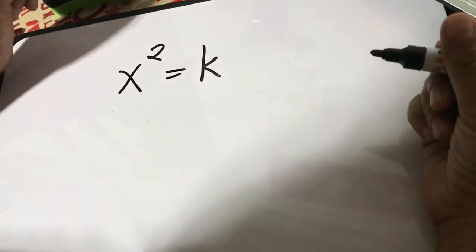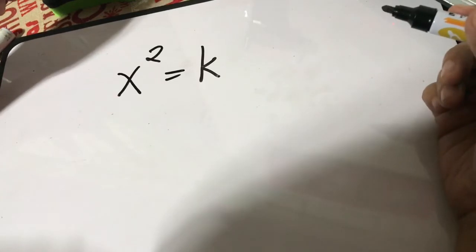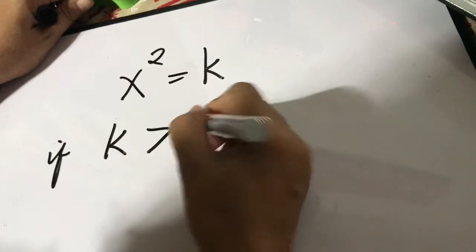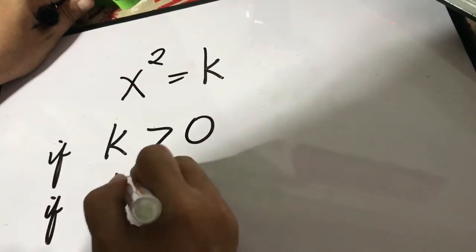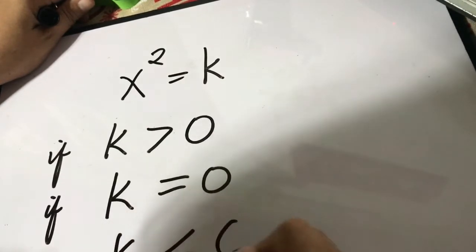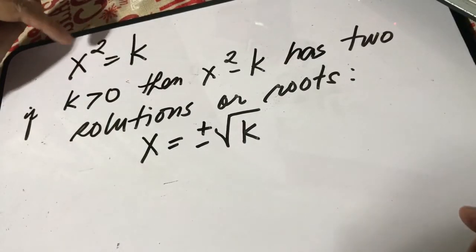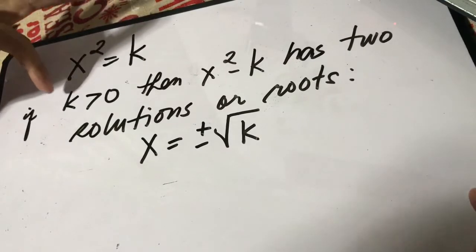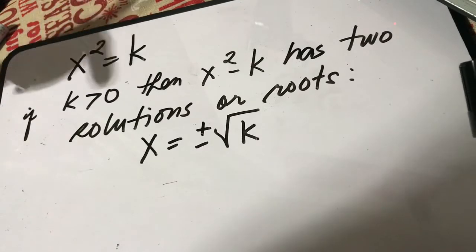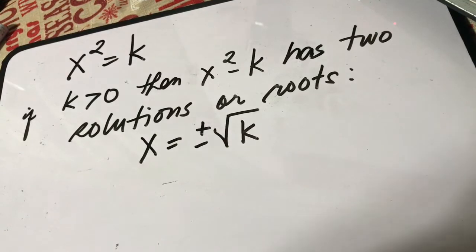Solving quadratic equations written in the form of x squared equals k, may mga properties tayong susundan dito like if k is greater than 0, if k is equal to 0, and if k is less than 0. So if x squared is equal to k, and if k is greater than 0, then x squared minus k has two solutions or roots. That is, x is equal to plus and minus square root of k.